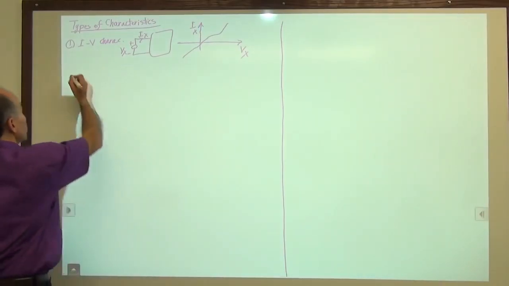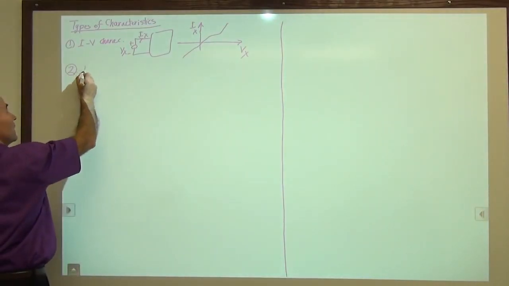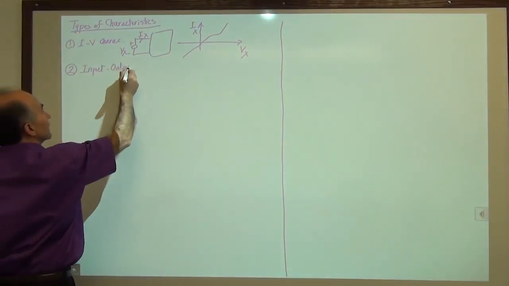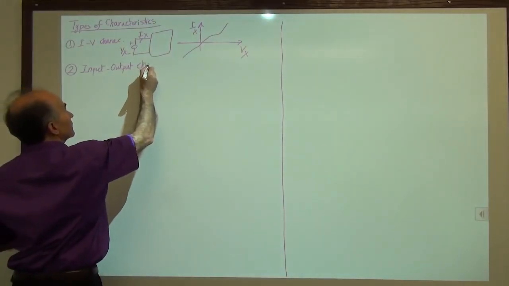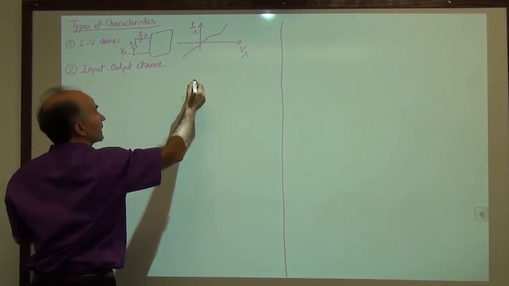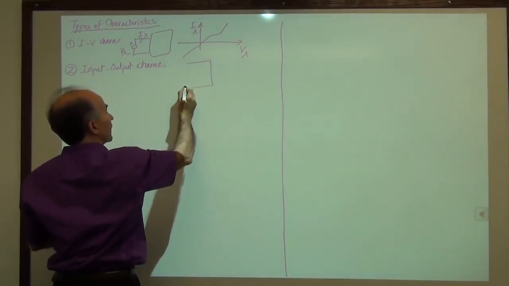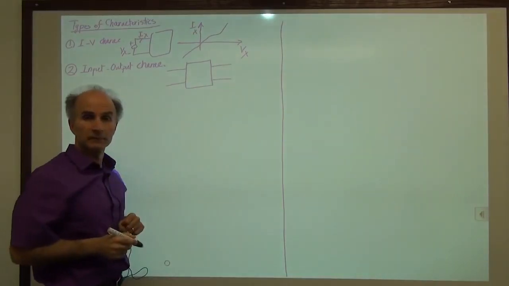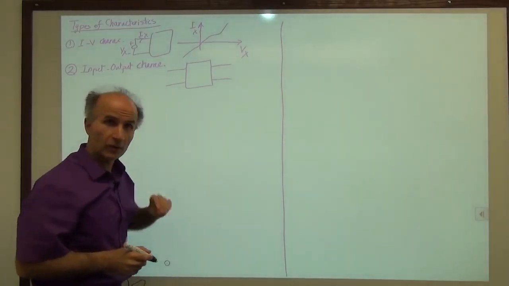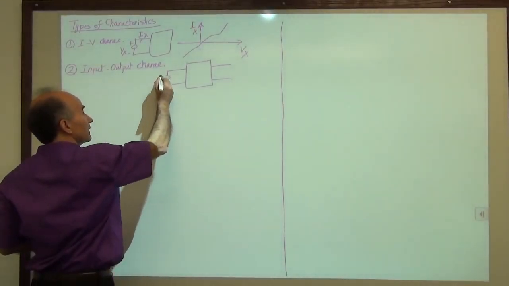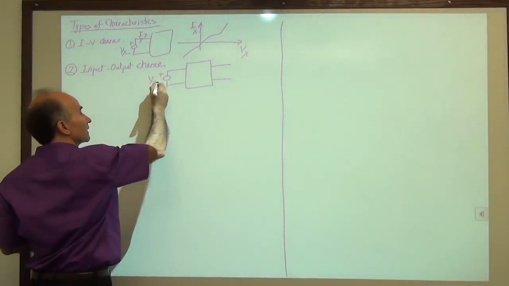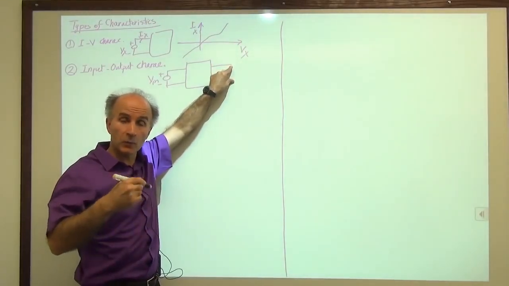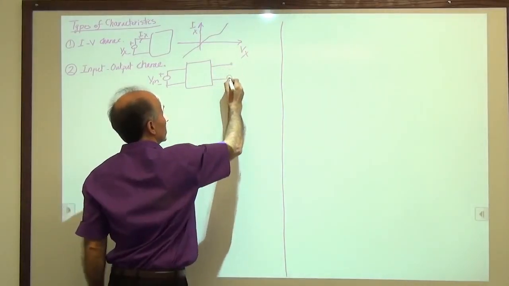Okay, the other type of characteristic that we are also interested in is called input-output characteristic. And this one is a little different. We have a black box, and this black box has an input and an output. For example, it has an input voltage, which we apply from outside, Vx or Vin. And then there are some two terminals somewhere whose voltage difference we would like to measure. So this is what we would call Vout.